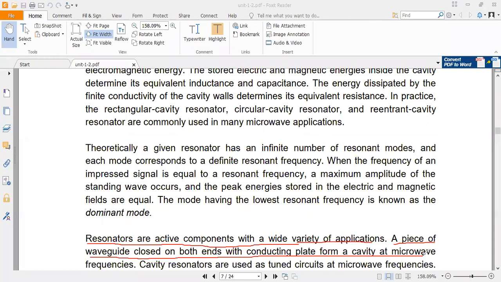What do you understand by this particular sentence? A piece of waveguide, that means a waveguide. We have seen the waveguide. What is a waveguide? It's a hollow metallic tube. It has both the ends. If you close both the ends with conducting plates, then it becomes a cavity. I'll try to draw the diagram. How can the waveguide be made into a cavity resonator?